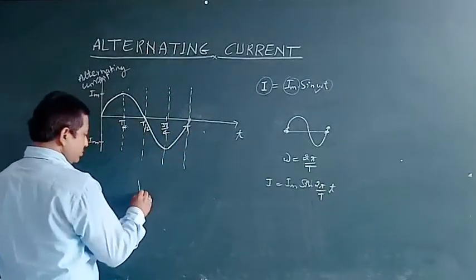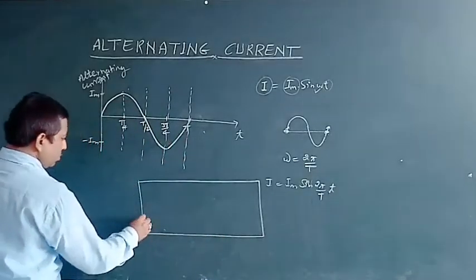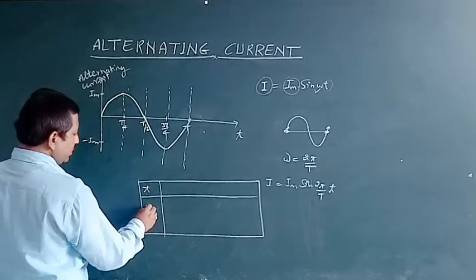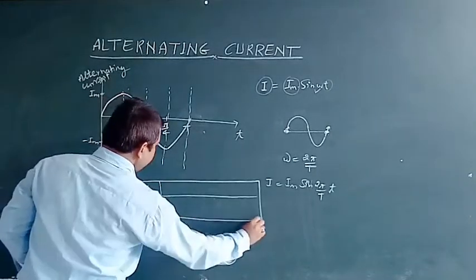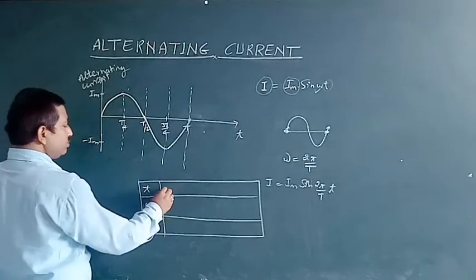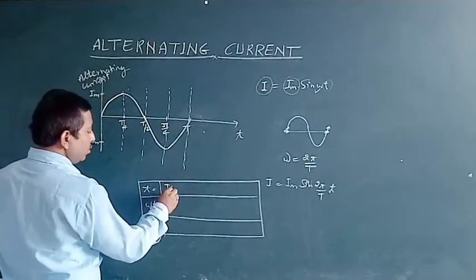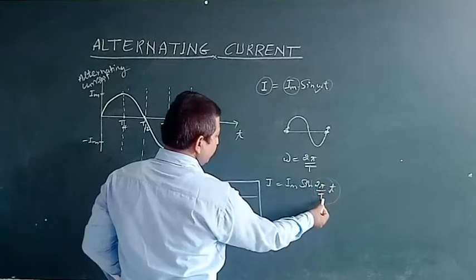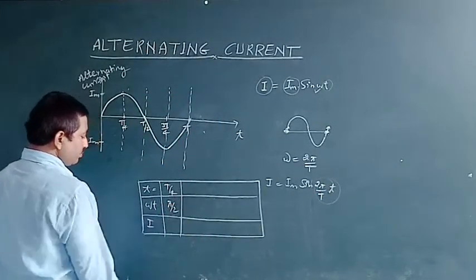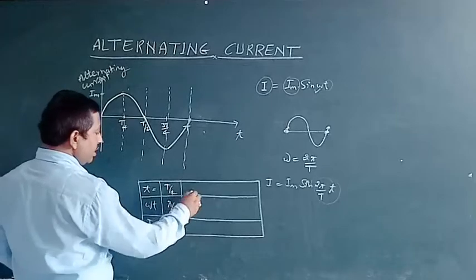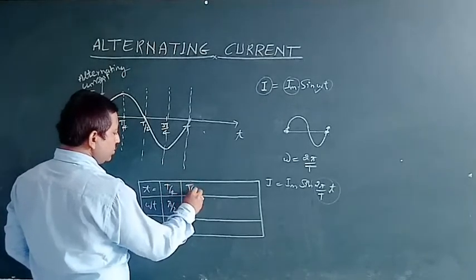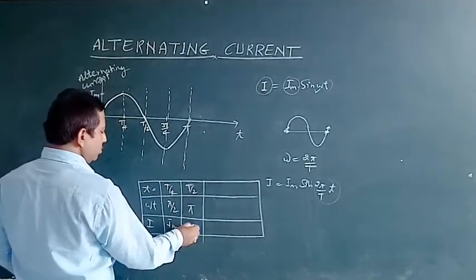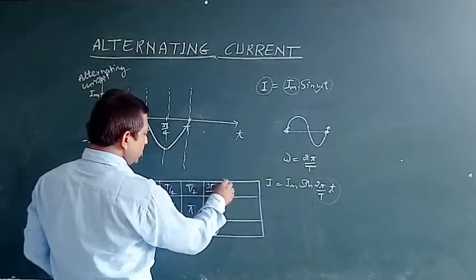If we plot a table for drawing this, you can take t here, omega t here, then I here. Then after taking t equal to T by 4, what becomes the value of omega t? It becomes pi by 2, and I becomes Im. If you take t as T by 2, then omega t becomes pi, and we know that sine pi is equal to 0.